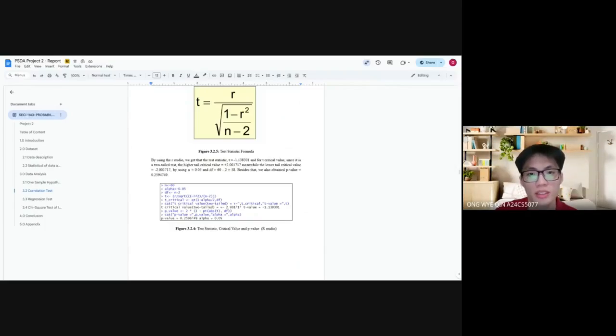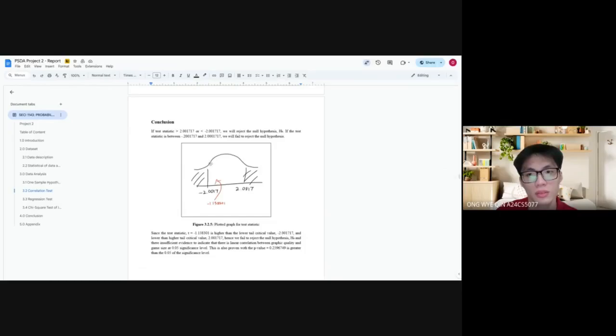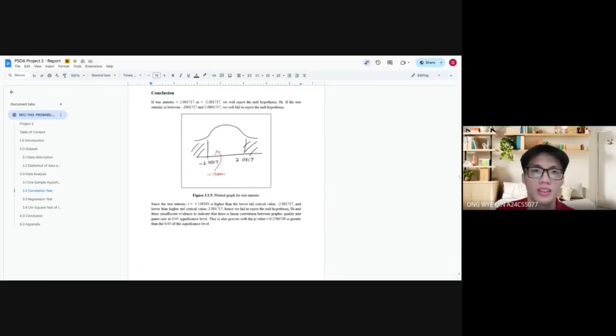So in simple terms, this means that even though students might say graphics are important, that doesn't necessarily mean that they choose bigger size games. So in conclusion, this statistic shows that the relationship is weak and not statistically significant.